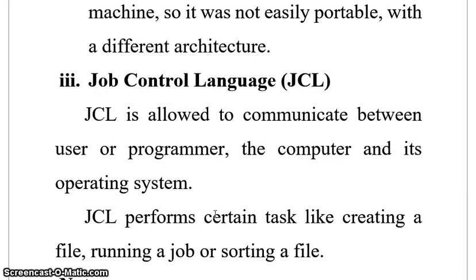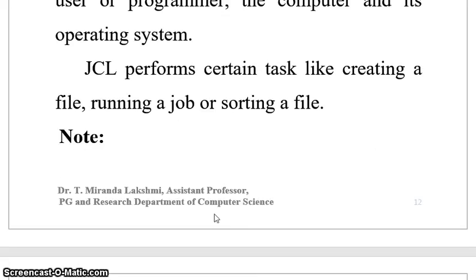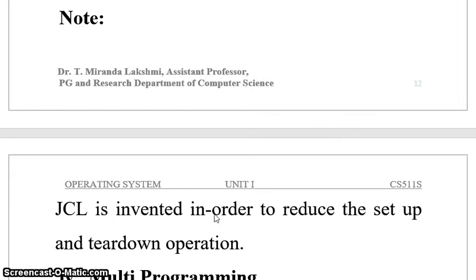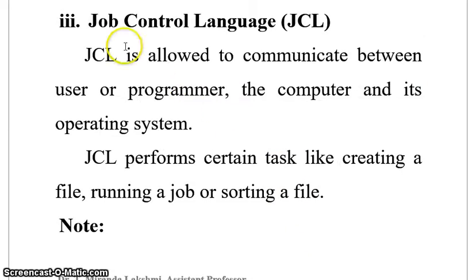Next, job control language. This job control language allowed the user or a programmer to communicate with the operating system. It will do tasks like creating a file, running a job or sorting a file, etc. So what is the use of job control language? It reduces the setup and tear down operation. In the second generation, you might remember that setup and tear down operation. In setup operation, you load your cards and mount your tapes. Tear down operation is nothing but removing the cards and dismounting the tapes. So this process is reduced by job control language.